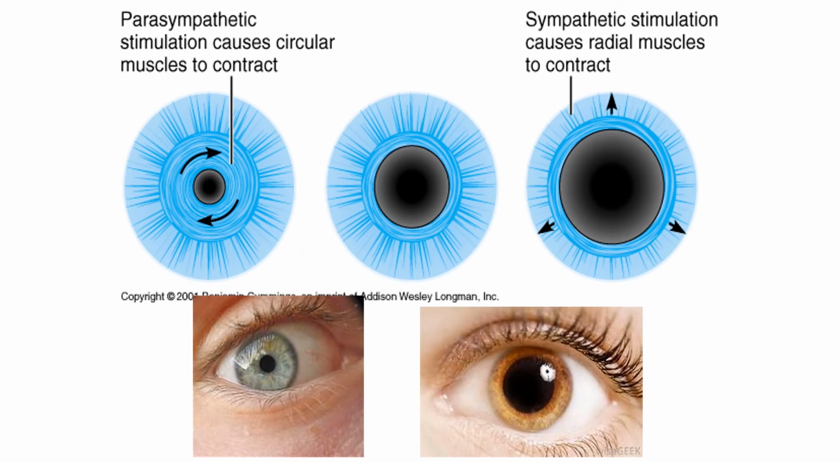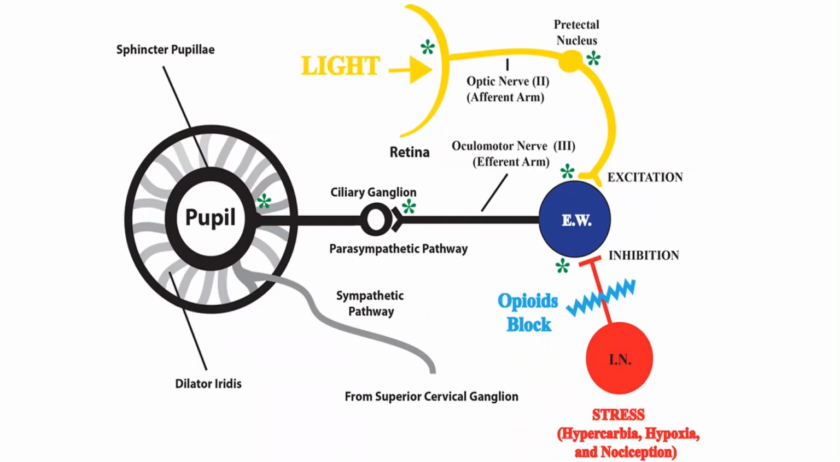If you look at this image, go to your left, which says parasympathetic stimulation to the muscles of the iris will result in constricted pupil, while the effect on your right is that of the sympathetic nervous system. Here is the plan of what happens to the pupil.